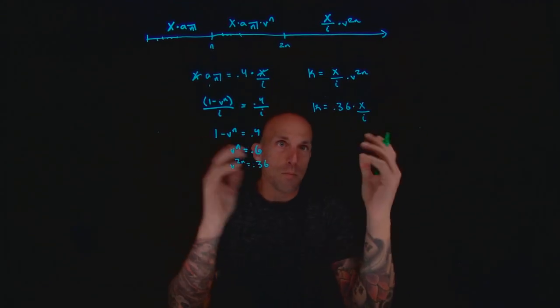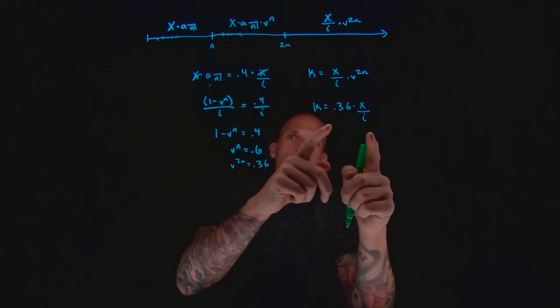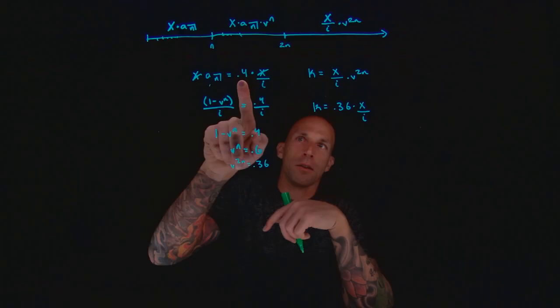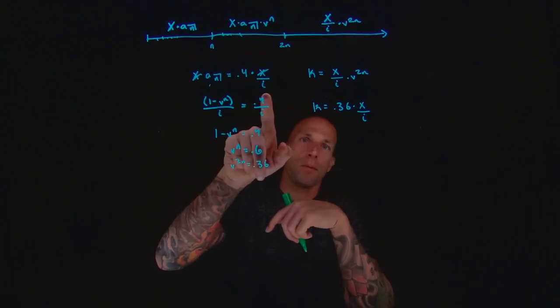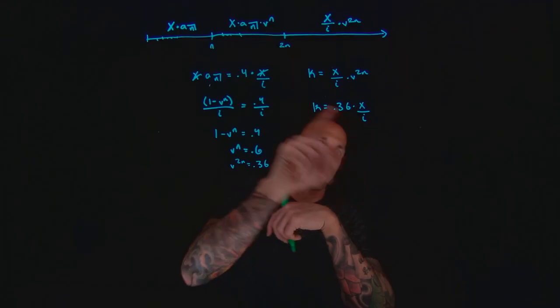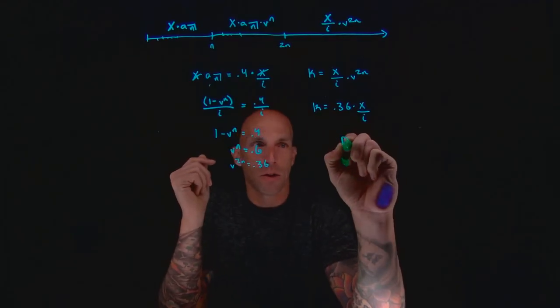So structurally, look how this is identical to Brian. Brian got 40% of the total value of the perpetuity. The charity gets 36% of the total value of the perpetuity. The correct answer here is D.